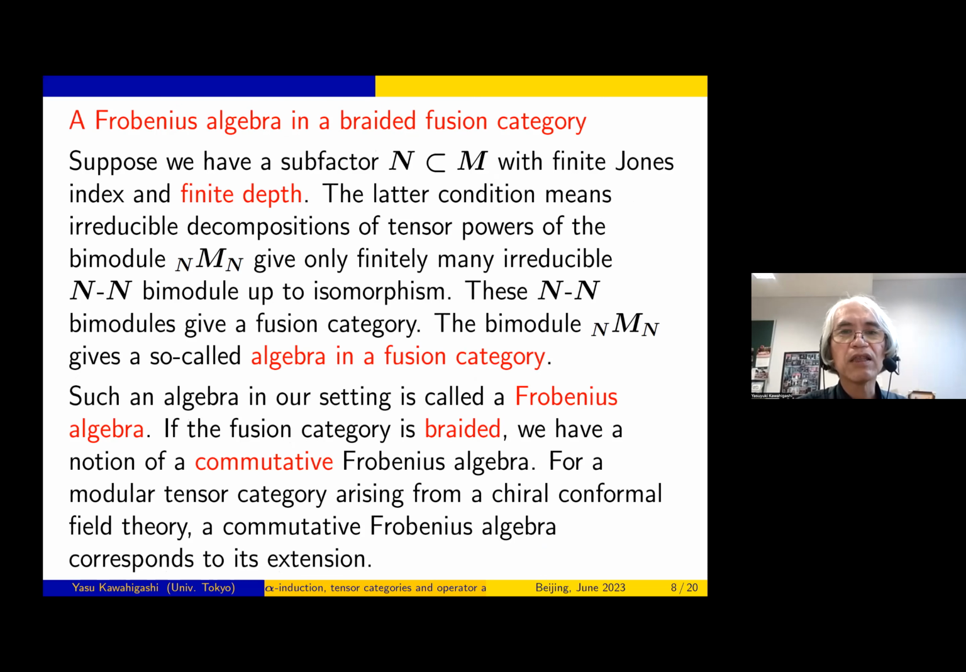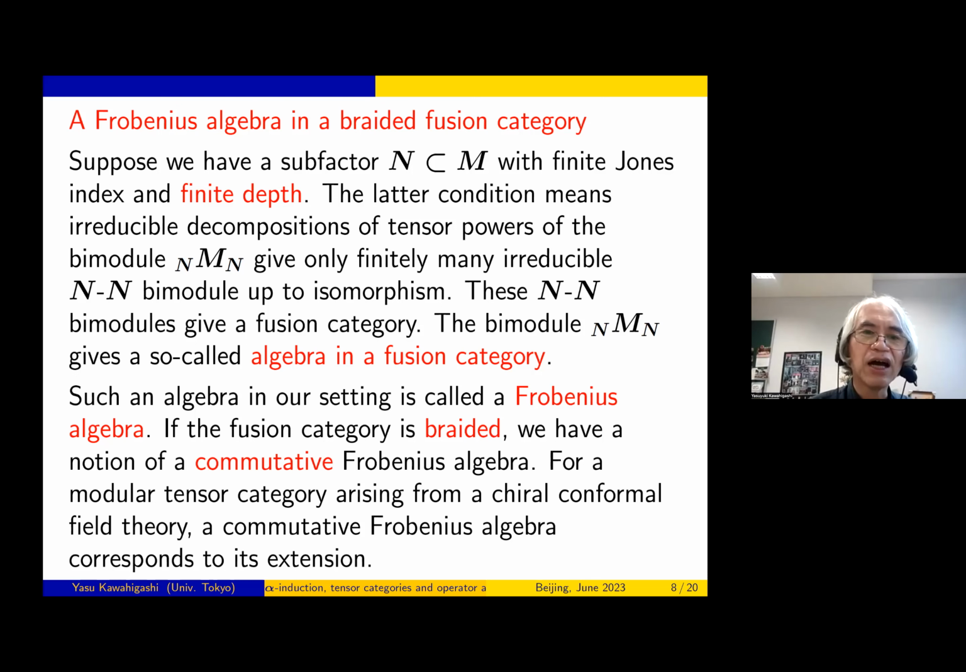I explain this one in the framework of operator algebra. Suppose we have a subfactor N in M. This is an infinite dimensional operator algebra N, which is called a factor, contained in a larger operator algebra M. In operator algebraic terminology, this is one factor contained in another factor with finite Jones index. This is called a subfactor. This is the standard setting of the Jones theory. Then we also impose some kind of finiteness condition, which is called the finite depth. This is something like rationality in conformal field theory or the quantum group setting. They usually call it rational in that setting, but in operator algebra, this kind of finiteness is called the finite depth condition.